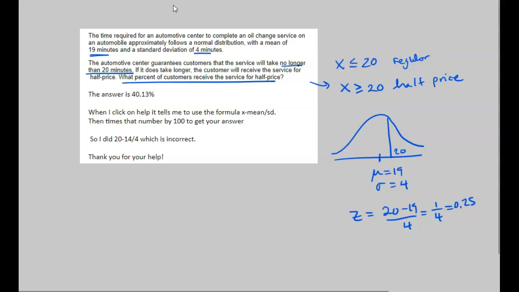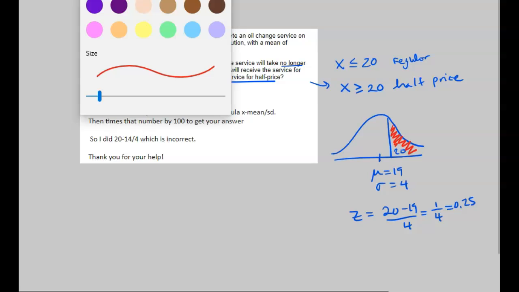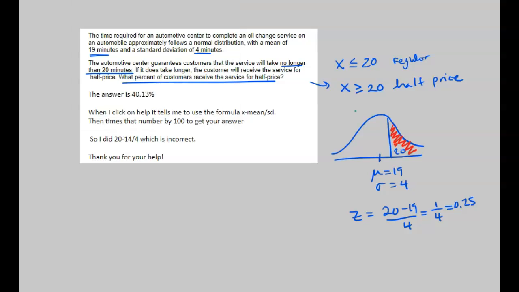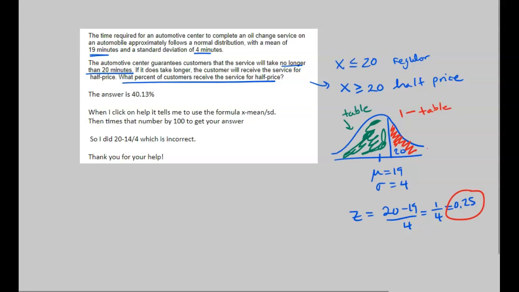But that's not the answer. We need to find the percent, and in particular, we need to find the percent who get half price. So it's going to be the percent who take more than 20 minutes. If we look at the z-score table, the table is going to give us this probability over here. To find the probability that we need, more than 20, we need to do 1 minus what the table gives us. So let's look up the z-score of 0.25 in the table.